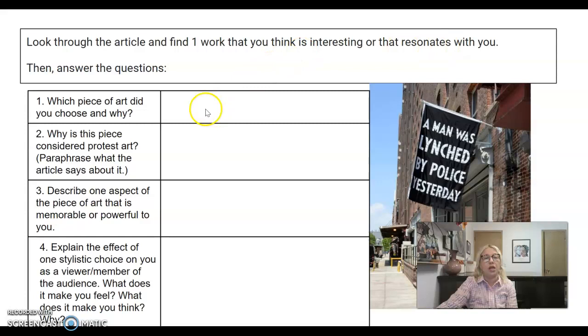In your packet, you're going to be asked to find one work that you think is interesting or that resonates with you. You're just going to look through the different pieces, and read a little bit about them. Tell me which piece you chose and why. Then explain how it is a piece of protest art, what makes it challenging to cultural, societal norms. Then describe one aspect of the piece that is memorable or powerful to you. And finally, explain a stylistic choice: something about the lettering, the size of the text, the colors, or the medium used, like the fact that this is on fabric that looks like a banner hanging from an actual wall, as if it is a real flag being flown. Those are the kinds of things you're going to look at for number 4.